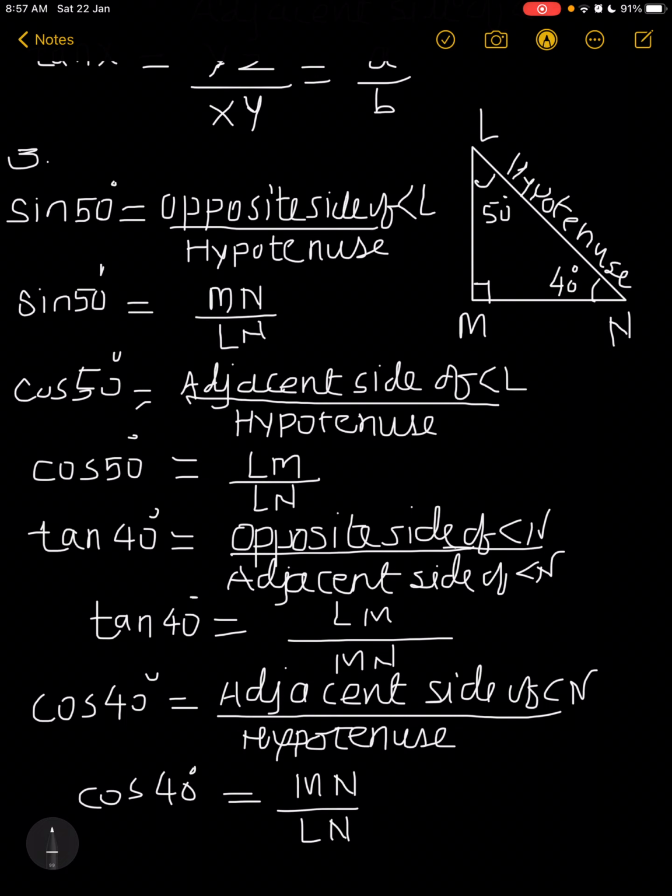It is good to see before me there are a number of students who got very accurate answers for all the four ratios, like sin 50, cos 50, tan 40 and cos 40. Sin 50 answer MN upon LN, cos 50 answer LM upon LN, tan 40 answer LM upon MN, cos 40 answer is MN upon LN.